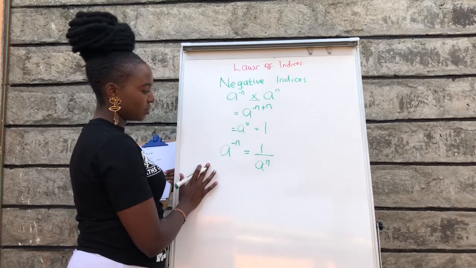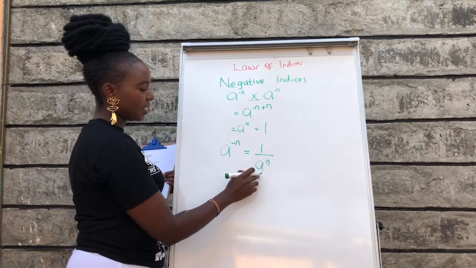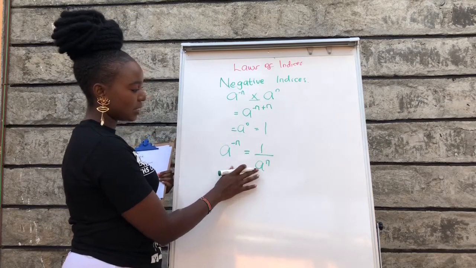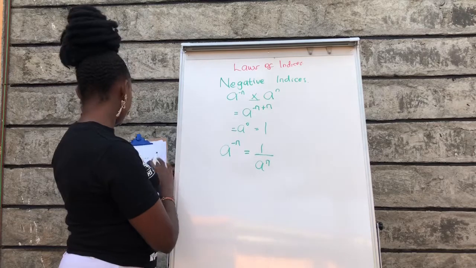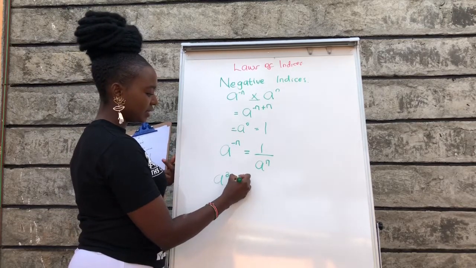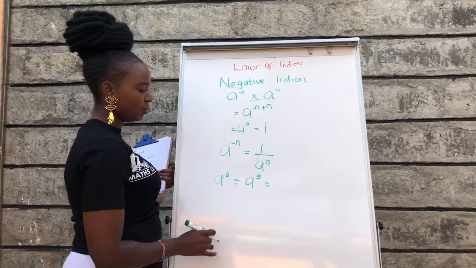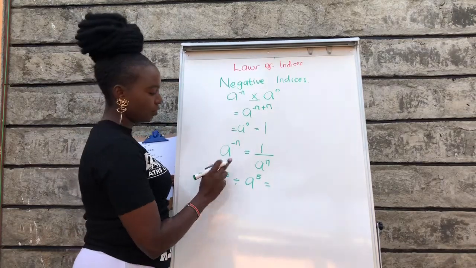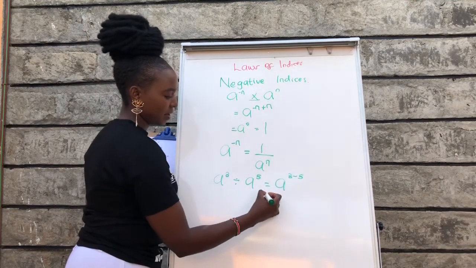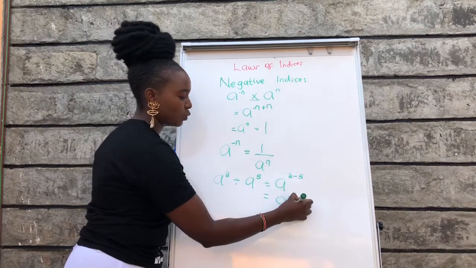I hope you've understood. A negative n is the same as 1 over a raised to n. So you remove the negative sign by bringing it down. Yep. So let's look at an example. We have a^3 divided by a^5. So technically what you need to do here in division, you subtract the powers. So it becomes a^(3-5). This becomes a^(3-5), which is a^-2.